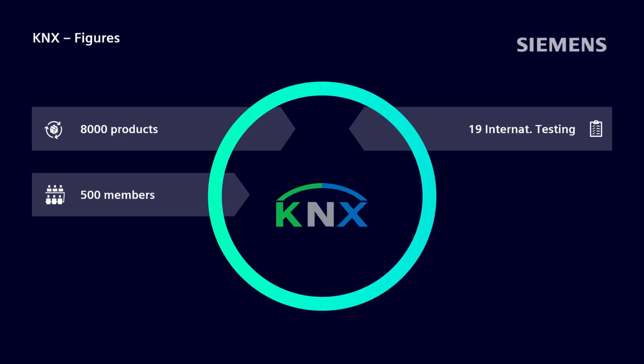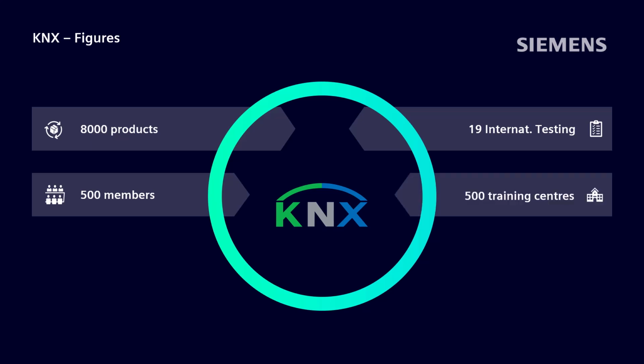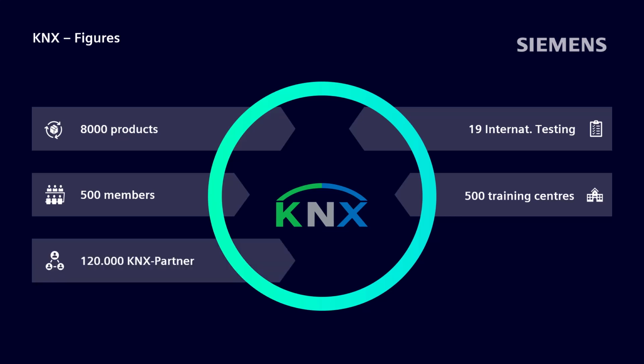In addition, there are more than 500 KNX members worldwide, which consist of manufacturers such as Siemens. There are more than 500 accredited training centers worldwide in 71 countries. Siemens maintains its own certified KNX training centers, for example, in Germany, France, Belgium, Switzerland, and the United Arab Emirates. This has resulted in a worldwide network with more than 120,000 certified KNX partners.